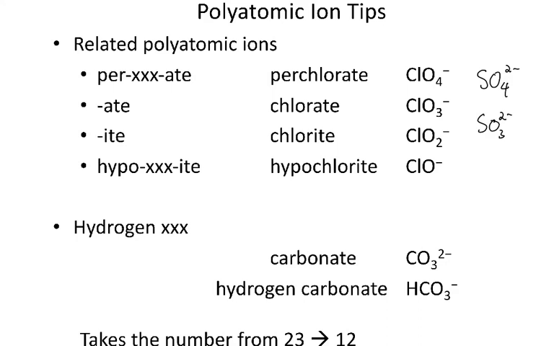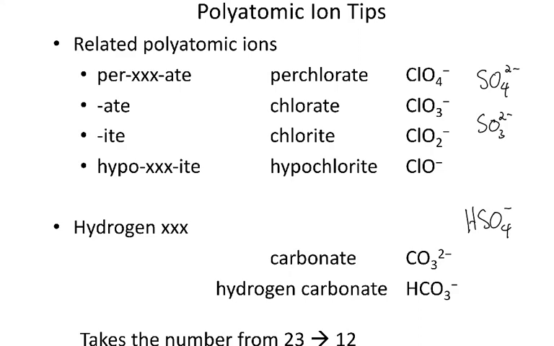Some other patterns you'll see. Carbonate is CO3 2-, and hydrogen carbonate is HCO3-. In this case, the charge does change. We add a hydrogen, and we're really adding an H+, so the charge goes from -2 to -1. The same thing: if we know sulfate is SO4 2-, hydrogen sulfate is HSO4-.